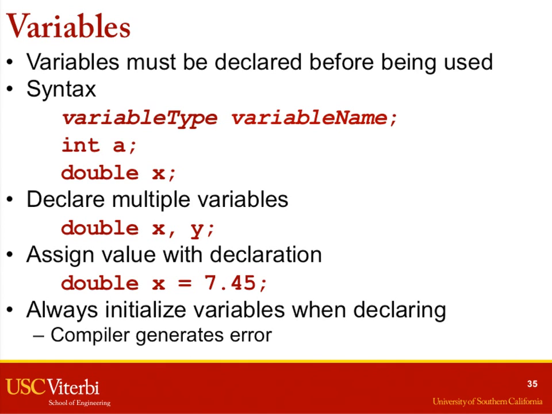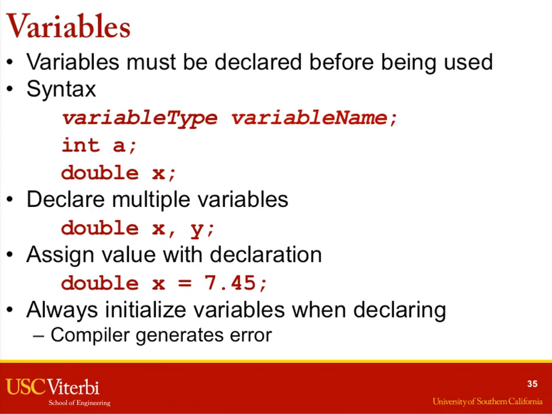So now variables. Variables must be declared before being used. To declare a variable, you have to give it its type and then a variable name. Java is type specific. There are some programming languages like Python where you don't give it a type, but in Java you have to give it a type.